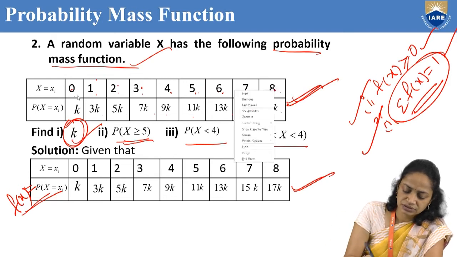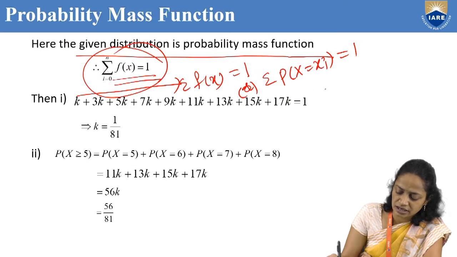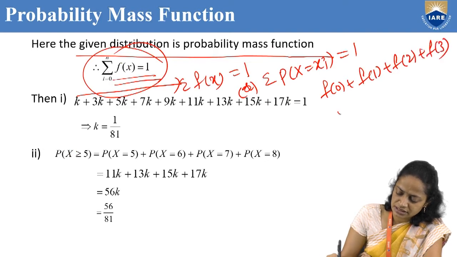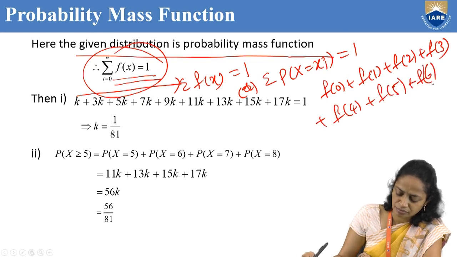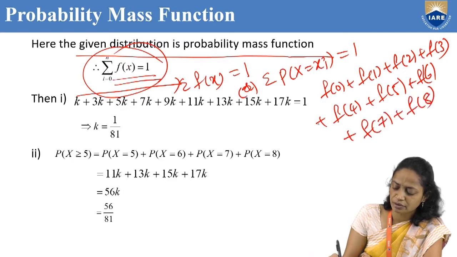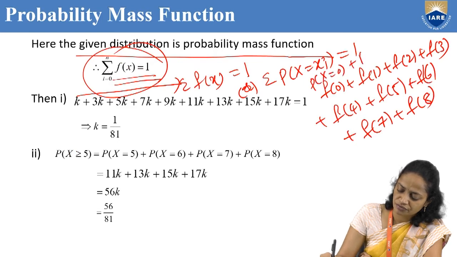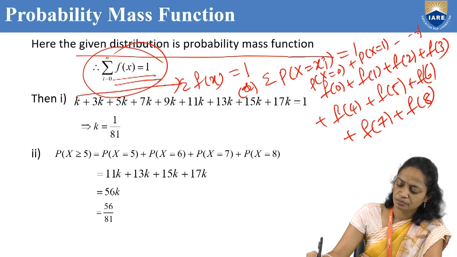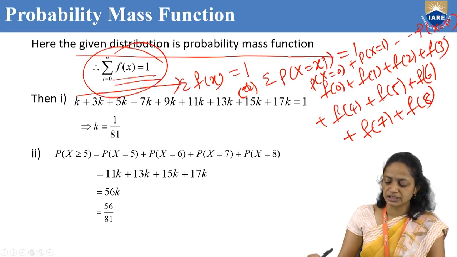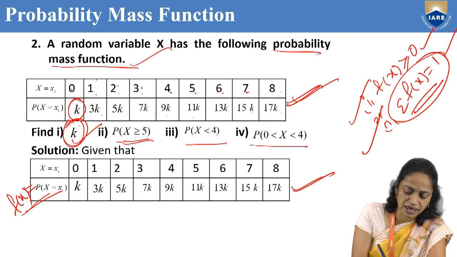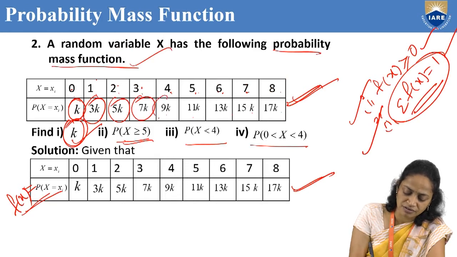Or we can write f of 0 plus f of 1 plus f of 2 plus f of 3 plus f of 4 plus f of 5 plus f of 6 plus f of 7 plus f of 8, or p of x equal to 0 plus p of x equal to 1, like that, up to p of x equal to 8. That means f of 0 is k, f of 1 is 3k, f of 2 is 5k, f of 3 is 7k, f of 4 is 9k.